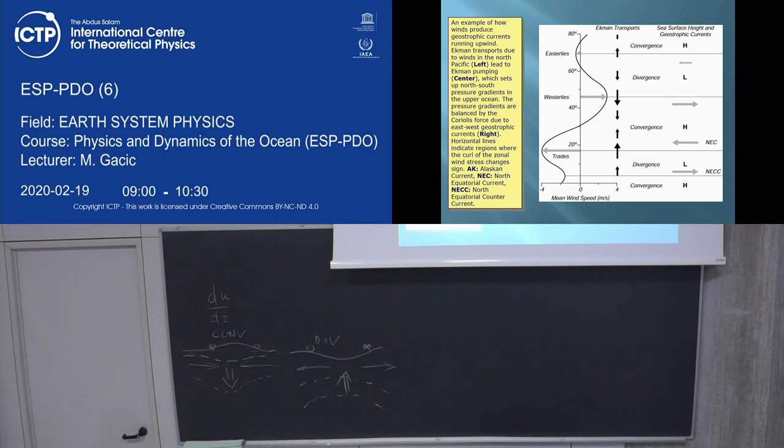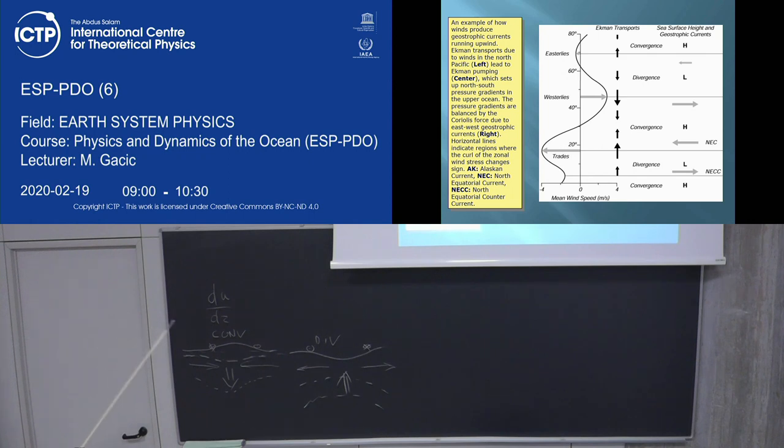What that means in terms of the characteristics of the water masses is that if we have upwelling, we have the bringing of cold, nutrient rich water to the surface, while on the other hand, in the case of convergence, we have the bringing of surface oxygen rich water into the deeper layers.